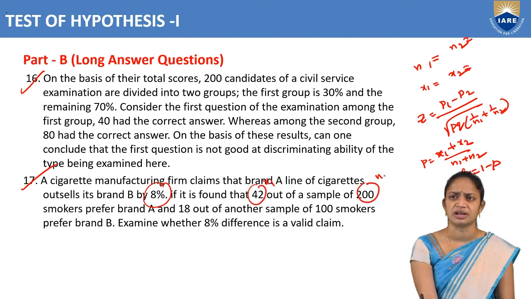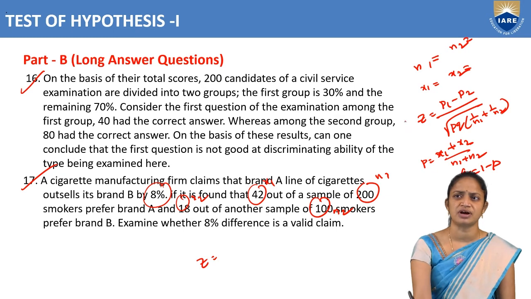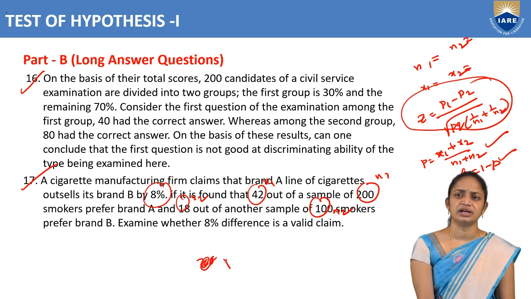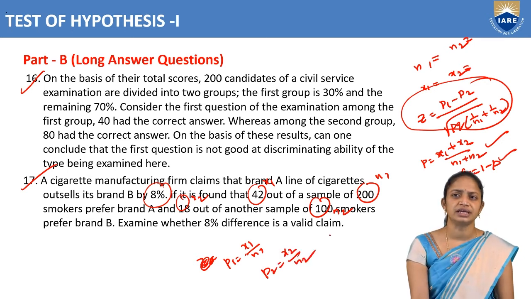So this is x1 value, this is n1 value. Okay, so this is x2 value and this is N2 value. So here also we have to follow the same formula. That is Z equal to P1 minus P2 divided by under root of PQ into 1 by N1 plus 1 by N2, where P equal to X1 plus X2 by N1 plus N2 and Q equal to 1 minus P. So before that, P1 is nothing but X1 by N1 and P2 is nothing but X2 by N2. Okay, so this is a test of hypothesis for difference of proportions. 16th problem and 17th problems are based on test of hypothesis for a difference of proportions.